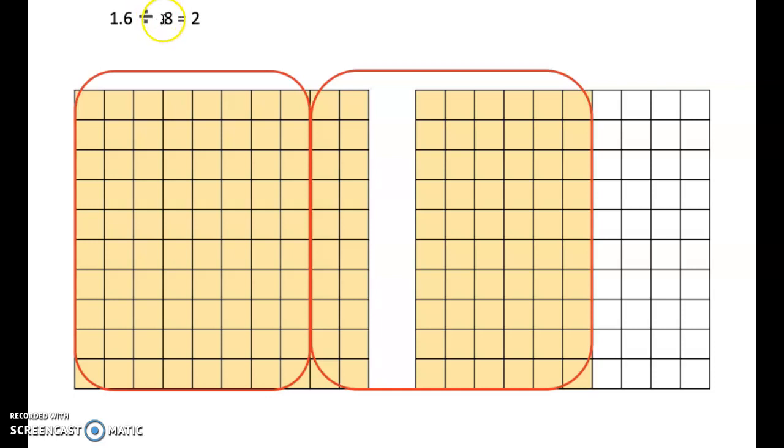How many 0.8s fit inside of 1.6? Well, here's one of your 0.8s. Here's another 0.8, so that would be 2. You'll notice that when we have a decimal inside our divisor, our answer tends to be a larger number greater than 1. Typically, not always, but typically. So that's something to look forward to.